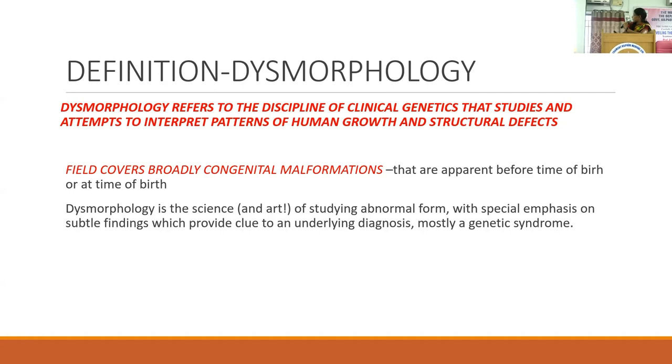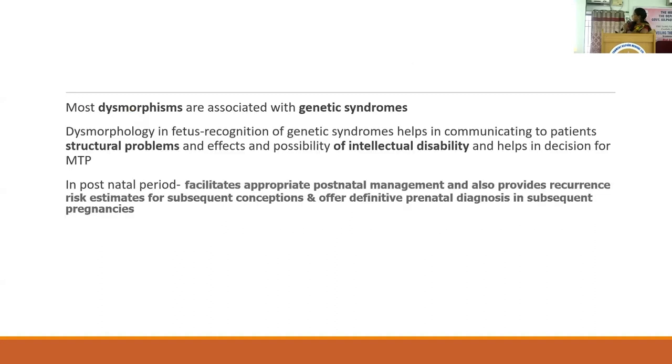Dysmorphology is the science of studying abnormal forms with special emphasis on subtle findings which provide a clue to an underlying diagnosis. A lock of hair which is hypopigmented, or in the ultrasound a soft marker. Those subtle signs we have to pick up, and then we have to go to the diagnosis of a genetic syndrome. That is all about dysmorphology. So most dysmorphisms are associated with genetic syndromes.